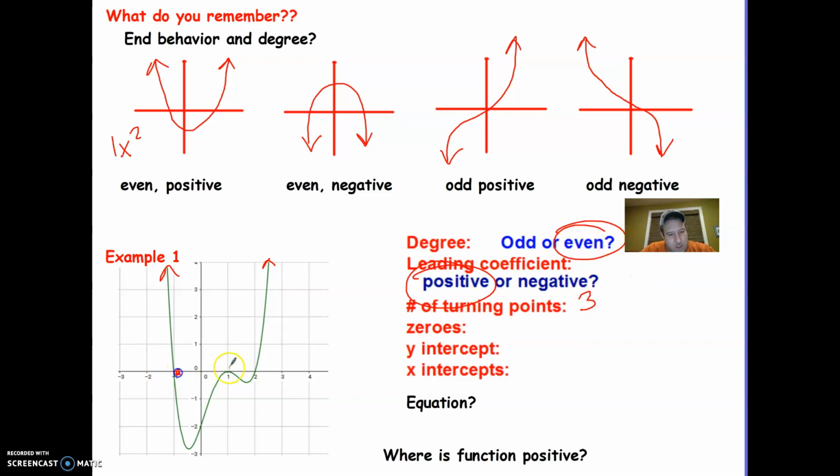Our zeros, just like we did on the warm-up, are here, here, and here. So that would be negative 1, 0, and positive 1, 0, and positive 2, 0. The y-intercept is right here at 0, negative 2. The zeros are the x-intercepts. That's the exact same thing.